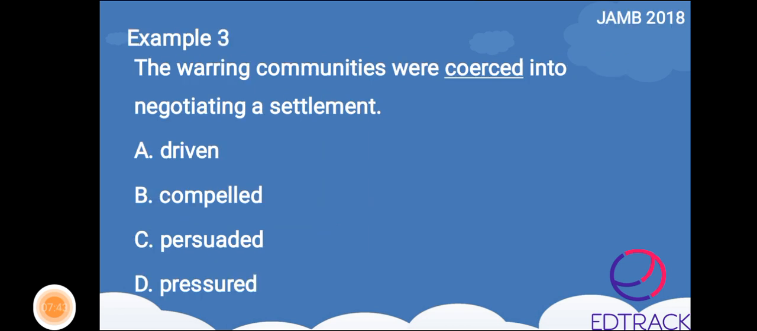All right, let's proceed to the next example. This particular question is taken from JAMB 2018 past question. The word we are looking for, the word we are to get its opposite, is the word coerced. The warring communities were coerced into negotiating a settlement.